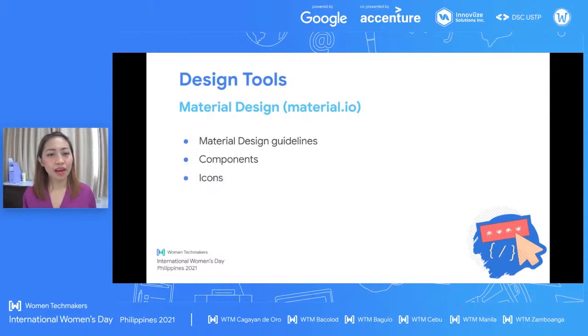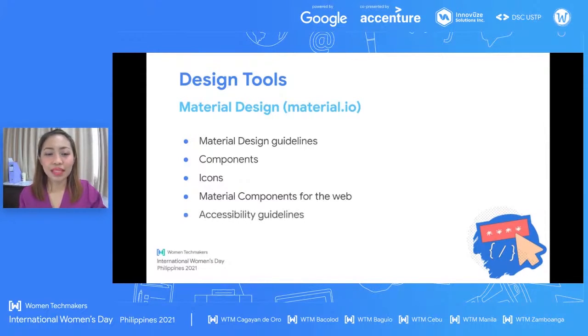Then regarding icons, they have articles about icons, what icons to use, and the sizes of icons. And they also have material components for the web, accessibility guidelines, and developer tutorials. So material design is relatively new, but it's very helpful. For example, if you have zero programming experience, the developer tutorials and the material design tools are really helpful for people who want to get into mobile app development.